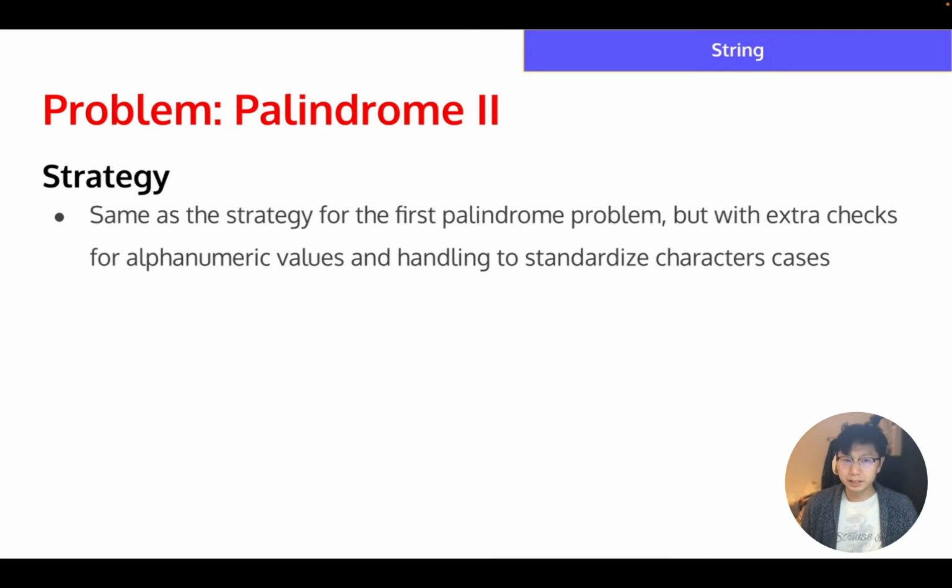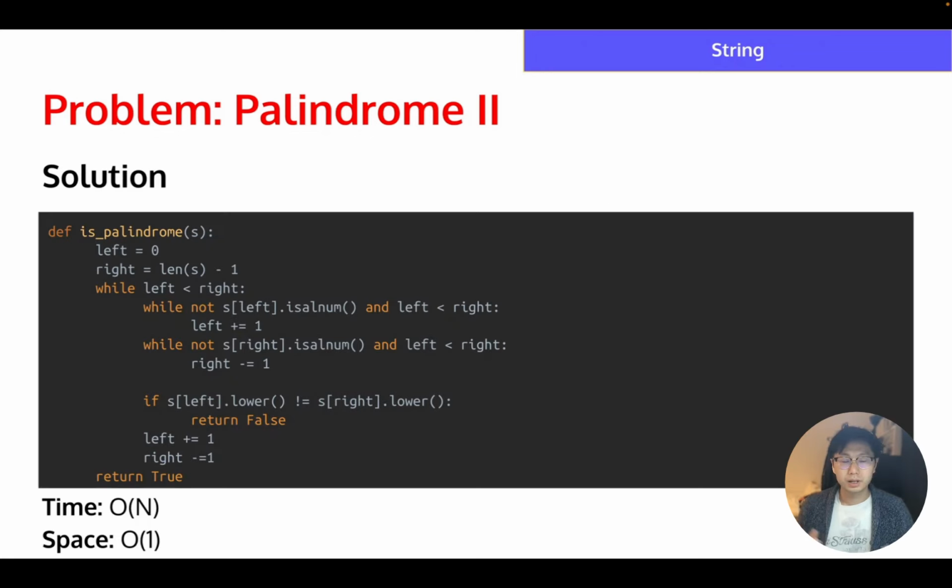This is the high-level strategy that we can use. It is the same as the strategy for the first palindrome problem, but with extra checks for alphanumeric values and handling to standardize character cases. And now let's take a look at the code. Here we have a solution that looks very much similar to our original solution.